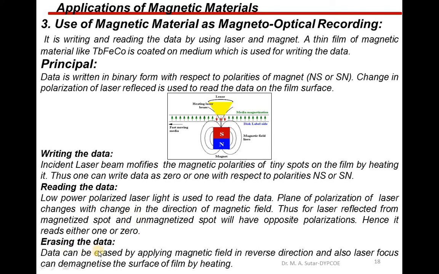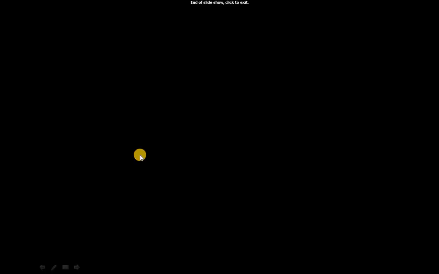Again, erasing the data. Data can be erased just by applying a magnetic field in the reverse direction. Or a laser can be focused on that so that the surface can be heated above Curie temperature so that data can be erased. So this is how the magnetic materials are used.